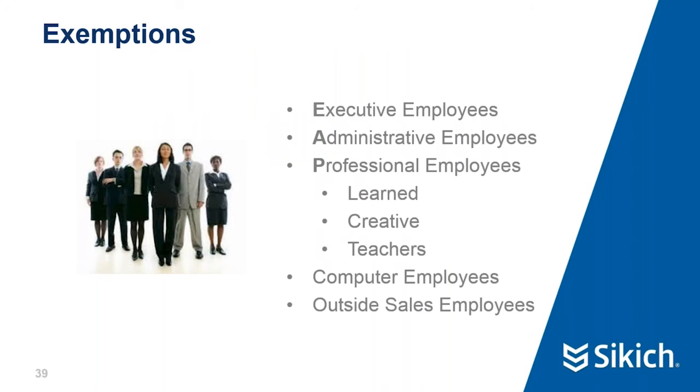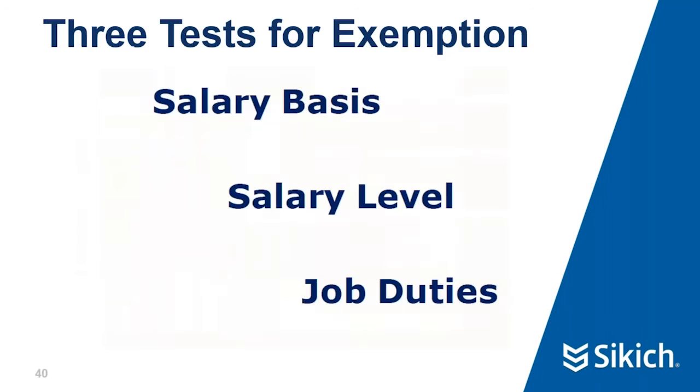So the exemptions. As I mentioned before, the overtime rule applies to those people that are not exempt. So if they're not exempt, they need to be paid overtime. If you are exempt under one of these categories, you would not be eligible for overtime pay. So if you're an executive employee, administrative employee, professional employee, computer employee, or outside sales employee. And you will often hear this referred to as white collar or EAP.